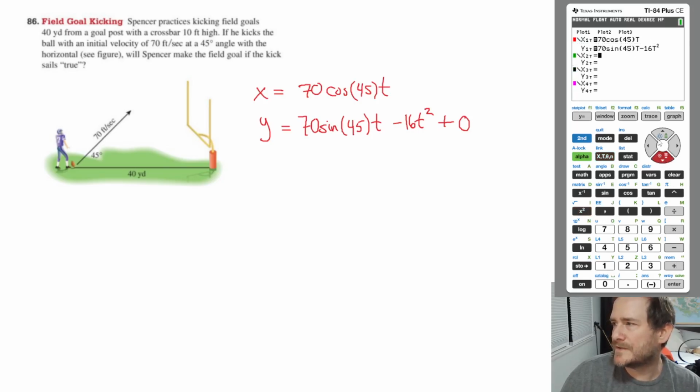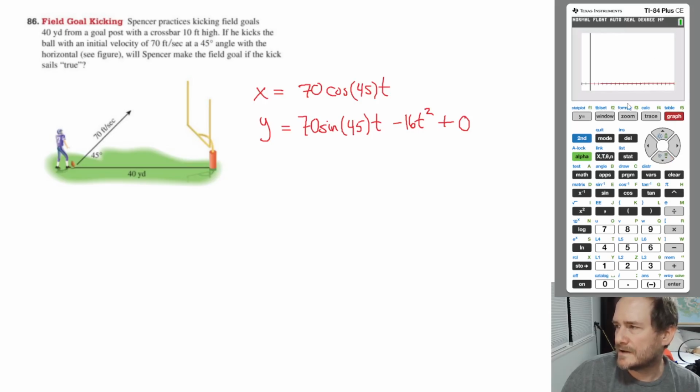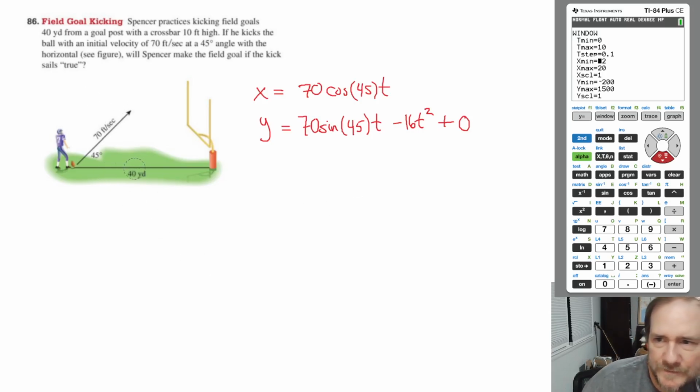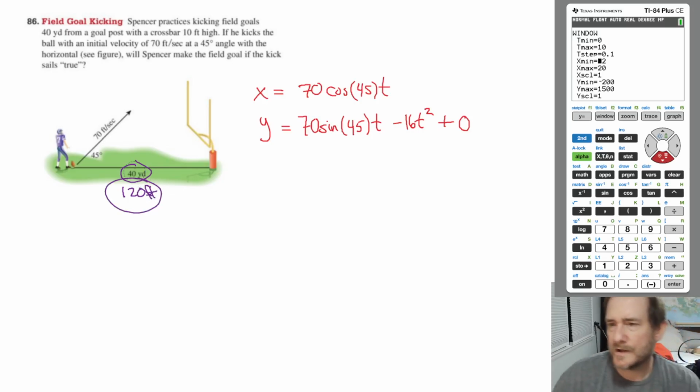Okay, so that's that. If I hit graph, it's going to look like crap, so you've got to go fix your window. Our t of 20 seconds is way too long. There's no way a kick is going to take that long. 10 is still too long, but better too long than too short. The x is horizontal distance traveled, so if we're only trying to go 40 yards, by the way, don't forget we have to convert that times 3. There are 3 feet per yard, so this needs to be 120 feet. So change that real quick.